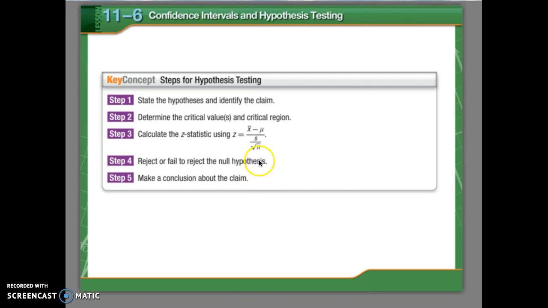Step 4, you need to figure out, based off this z-value, do you reject the null hypothesis, or can you not reject? Do you fail to reject the null hypothesis? And then finally, you're going to make a conclusion about the claim. Do we reject the claim? Is the claim correct, or is the claim wrong?